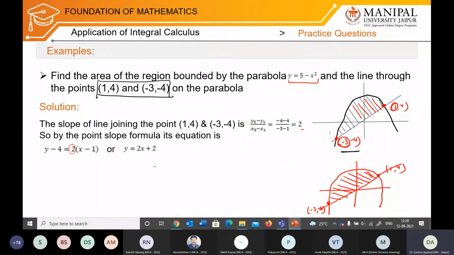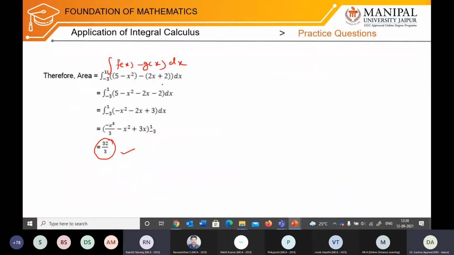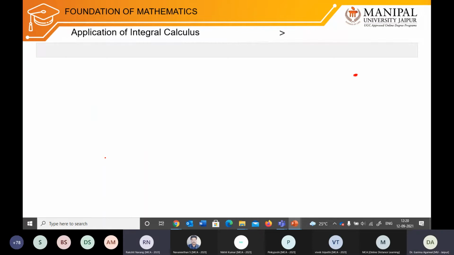Now I need to find the area. What I'll do, again, integration of fx minus gx dx, and the limit of x will be -3 to 1. Now substitute fx and gx as 5 minus x square and 2x plus 2, with limits -3 to 1. Clear?